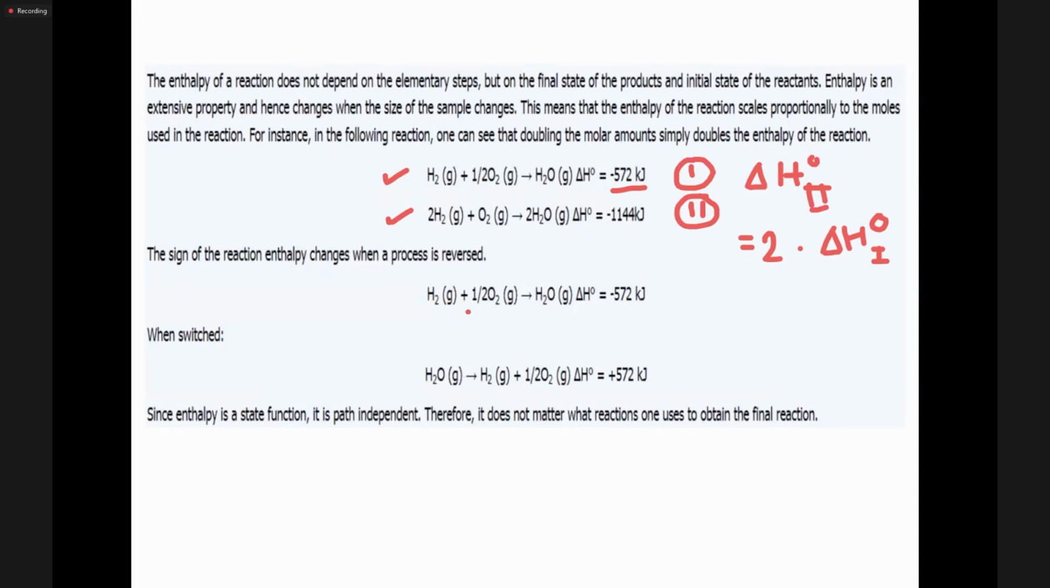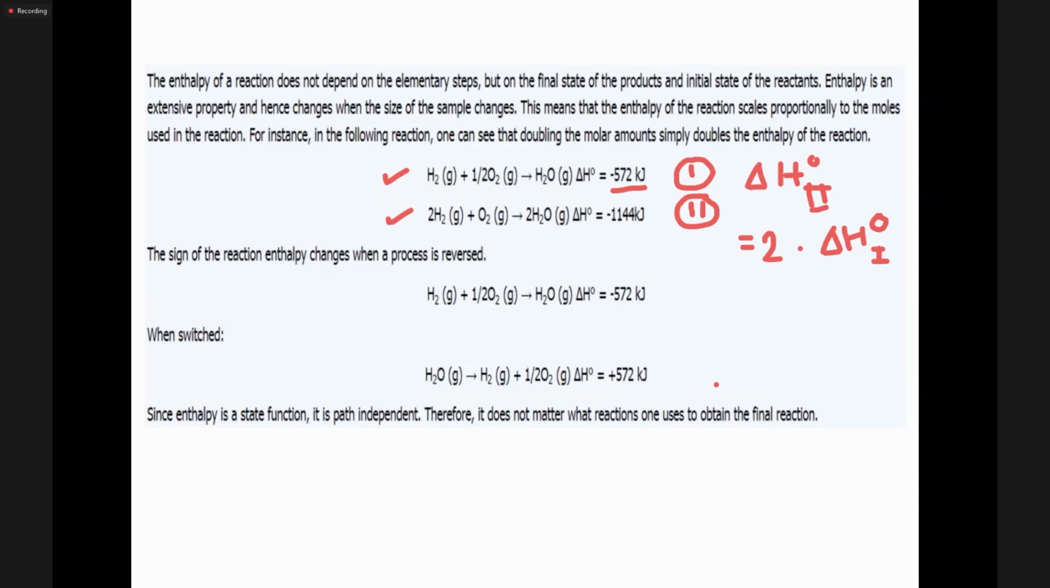If for this reaction, H2 gas plus half O2 gas, we are producing H2O gas, the delta H0 is minus 572 kilojoule. Then if we switch the reaction, that is, reactant becomes product and product becomes reactant, H2O gaseous to H2 plus half O2, we get delta H0 as plus 572 kilojoule.